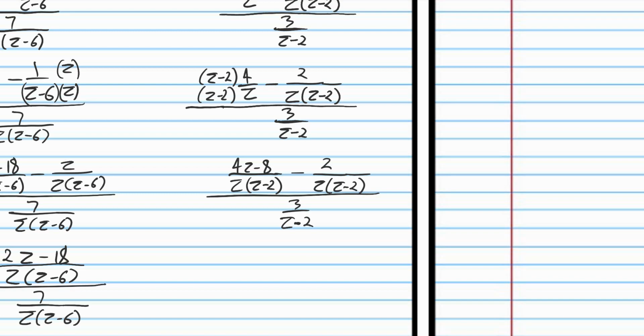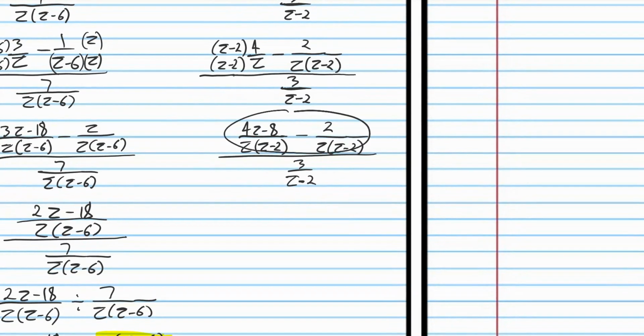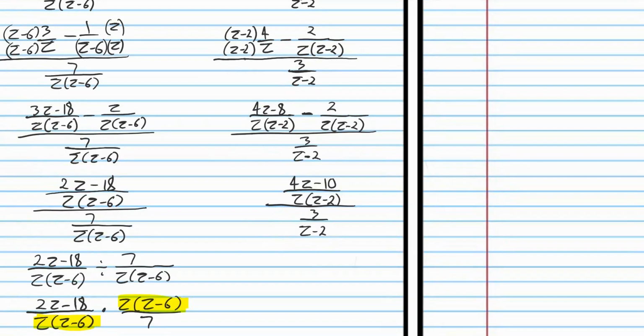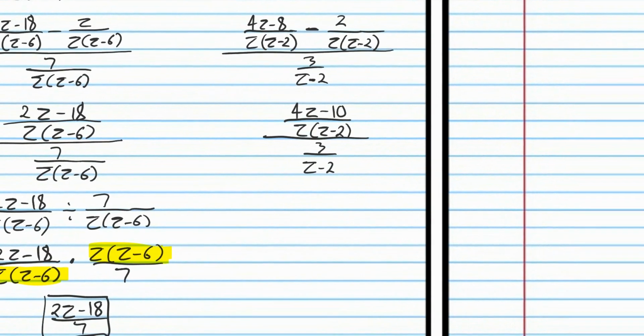And so now we have a common denominator in the numerators, so we're ready to combine. And again, this is negative 8 minus 2, not plus 2, because you're subtracting. So we're left with 4z. Negative 8 minus 2 is negative 10. And now we change to the old division symbol.